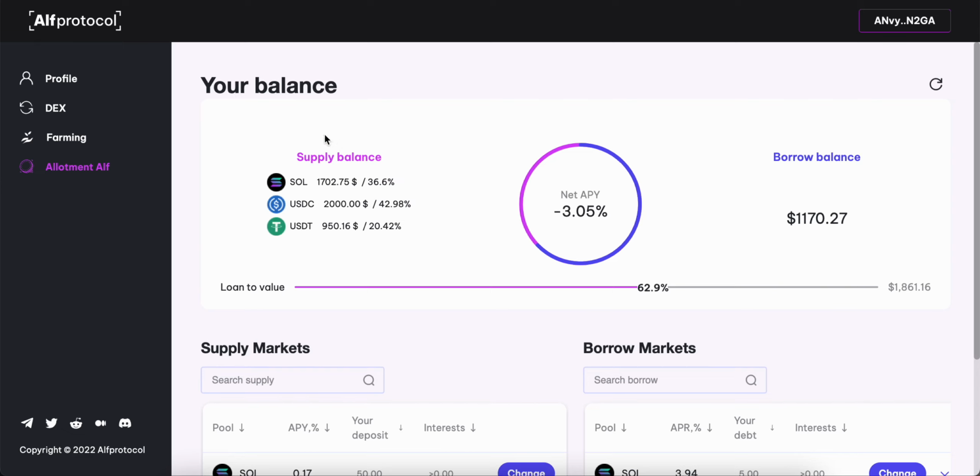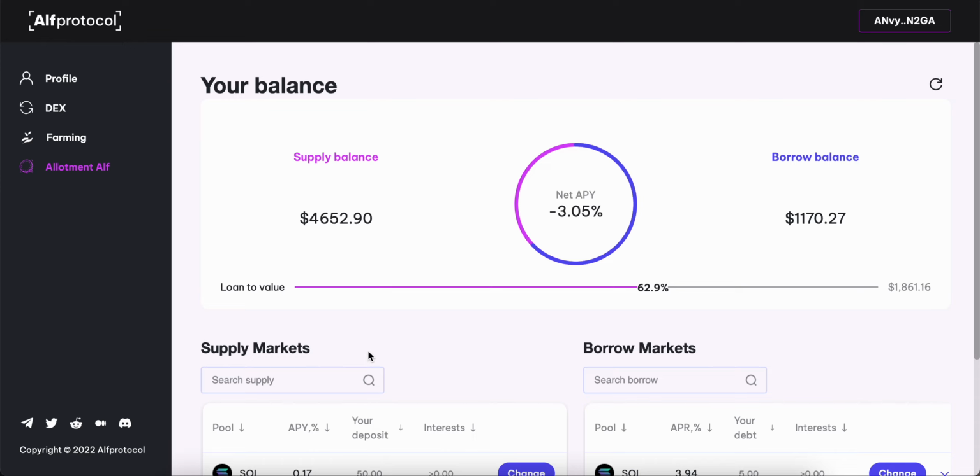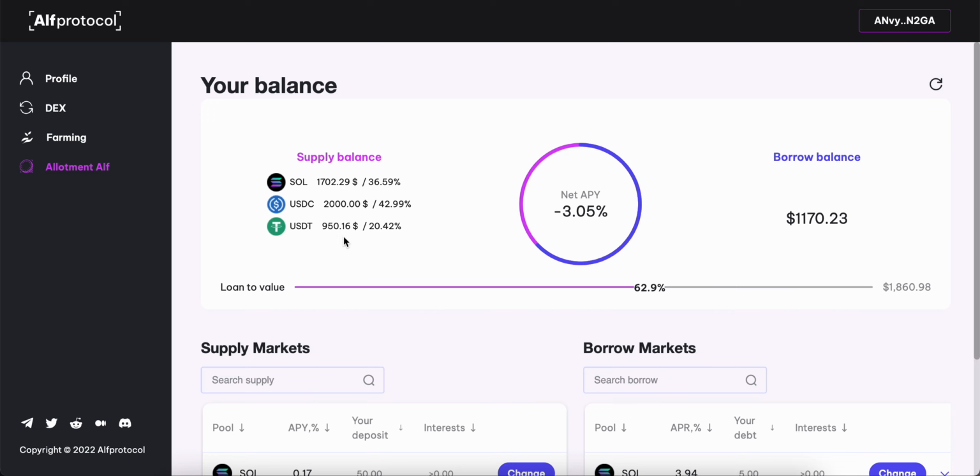What is supply balance? Supply balance represents the amount of money that you deposited into the protocol right now. As you can see, we deposited $4,652, and if you hover over the supply balance, you will see it explained in detail: some Solanas, some USDC, and a bit of USDT as well.